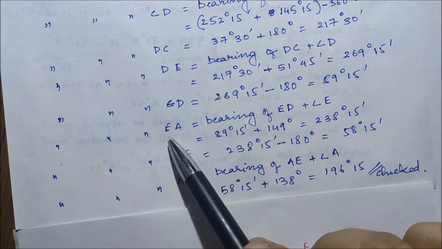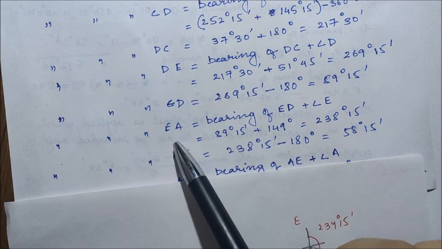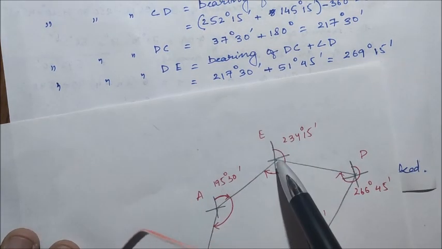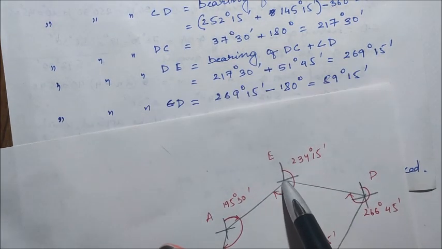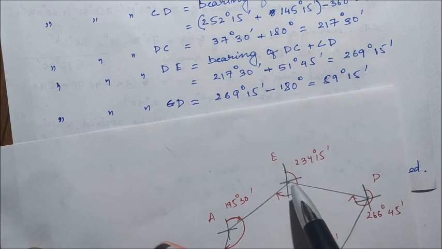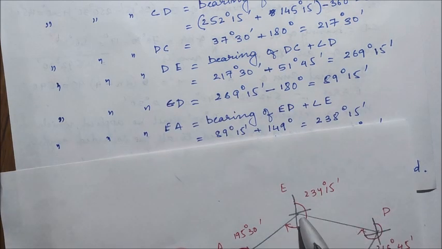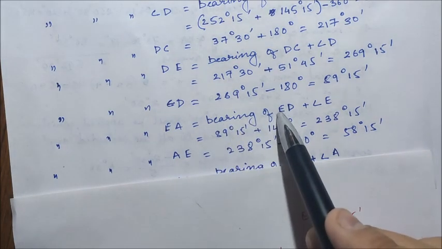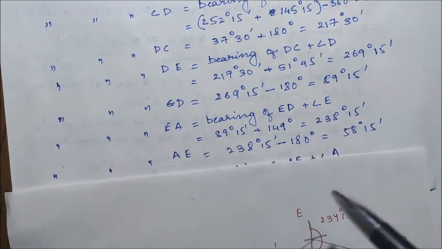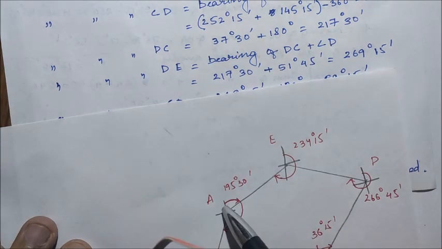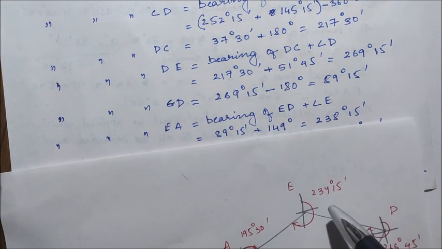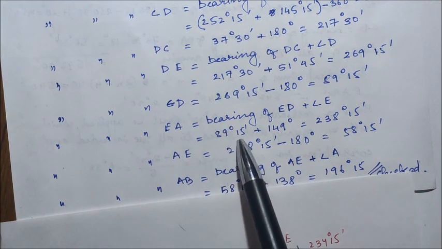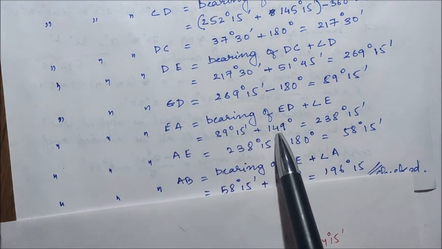Next is the bearing of line EA. For the bearing of line EA, you have to find the bearing of line ED plus angle E. So just add the bearing of line ED with angle E. It is done here: 189 degrees 15 minutes plus 149 degrees.